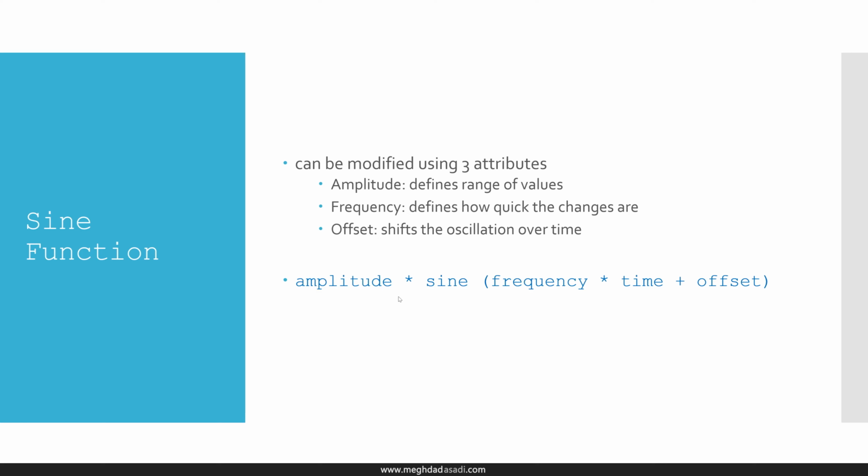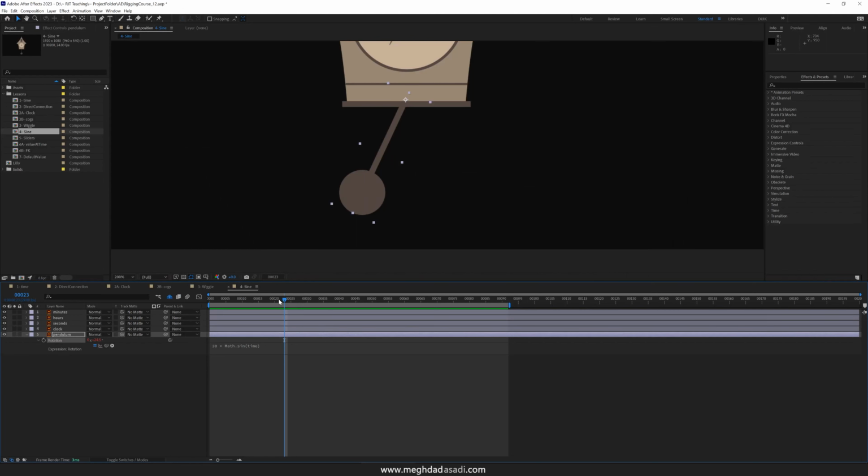Also, if you want to change the speed or frequency of our sine function, we need to multiply our time by that frequency. Whenever we multiply the time by something, that is called frequency. So in this case, if I want this movement to run faster, I'm going to multiply the current time by a value, for example, 4, which means that it's going to swing 4 times faster.